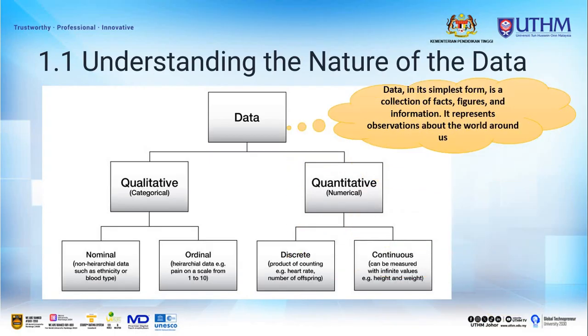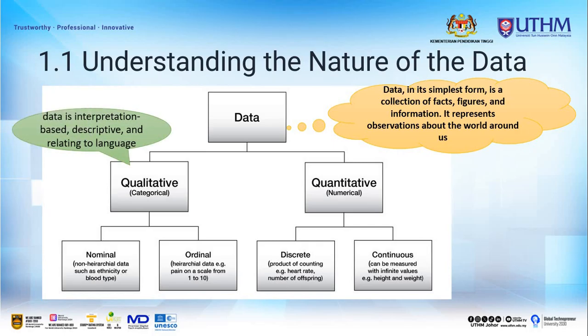Data, in its simplest form, is a collection of facts or figures and information. Generally, we know that data is raw fact, which is uncooked. And once the data is processed, it becomes information, and the information will be transformed into knowledge, and that knowledge will be utilized for decision making. So here the data is divided into two main categories called qualitative and quantitative. So qualitative, in bracket you can see that it's categorical, and quantitative will be more on numerical.